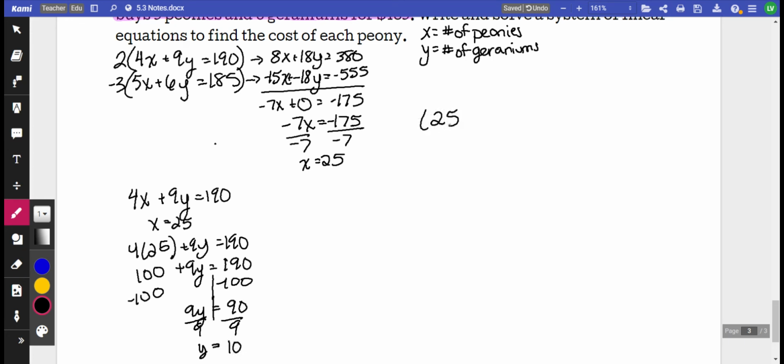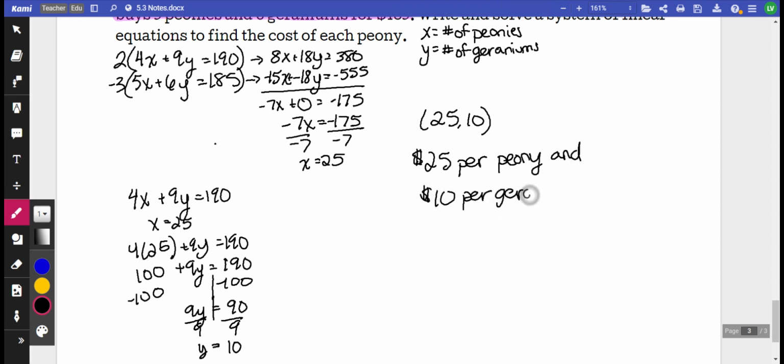So I have the ordered pair of 25, comma 10. So this means that it is $25 per peony and $10 per geranium.